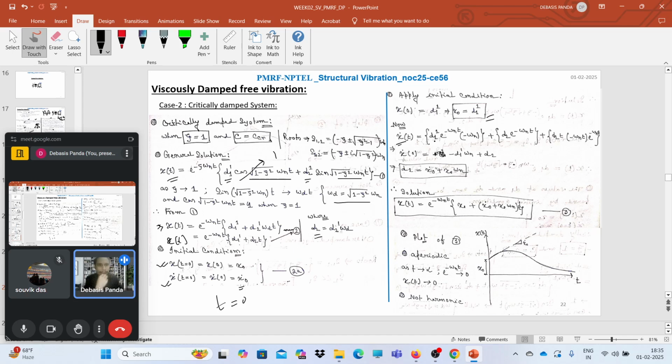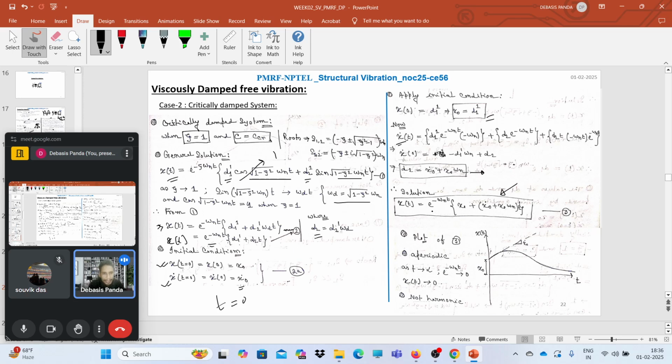So after simplifying, if we impose the initial conditions, we will find d2 as x naught dot plus x naught omega n. So we have d1 and d2. We have the general solution like this here. Now we can easily put all these values in these equations and we can find the solution for the critically damped case. So this is the general solution for the critically damped case.